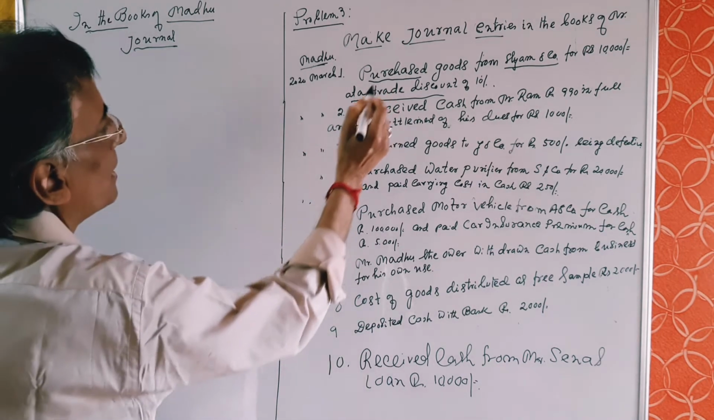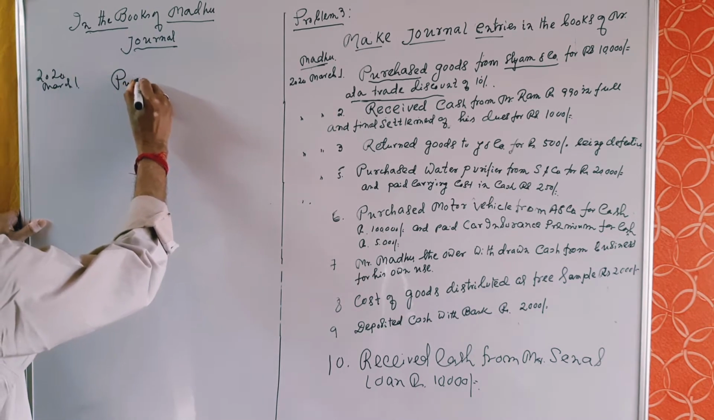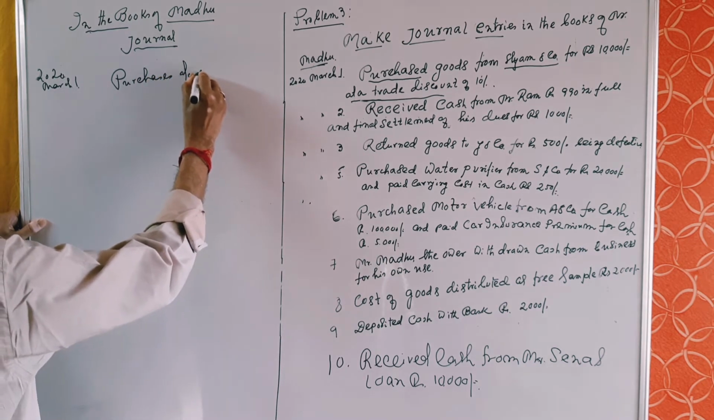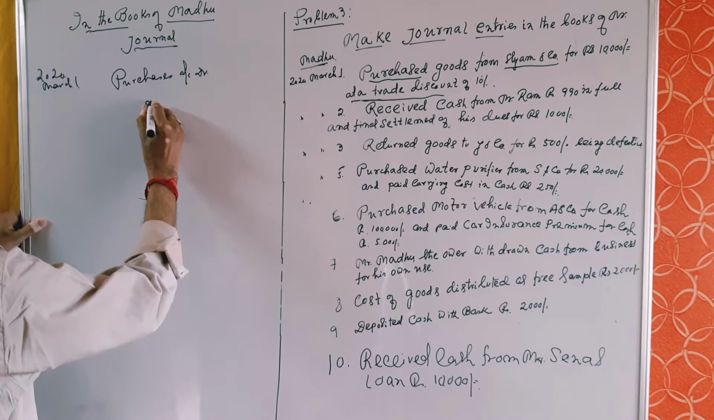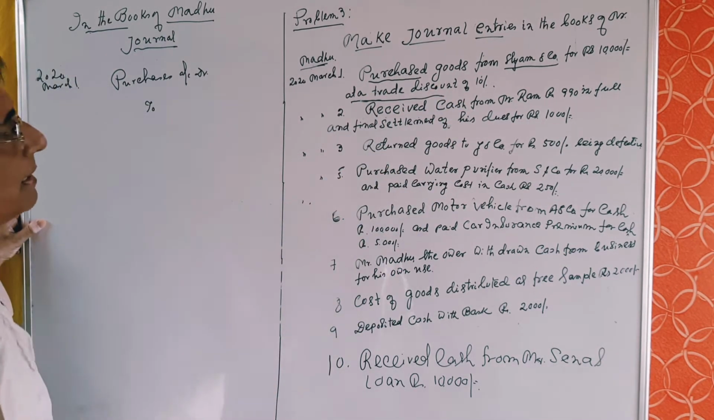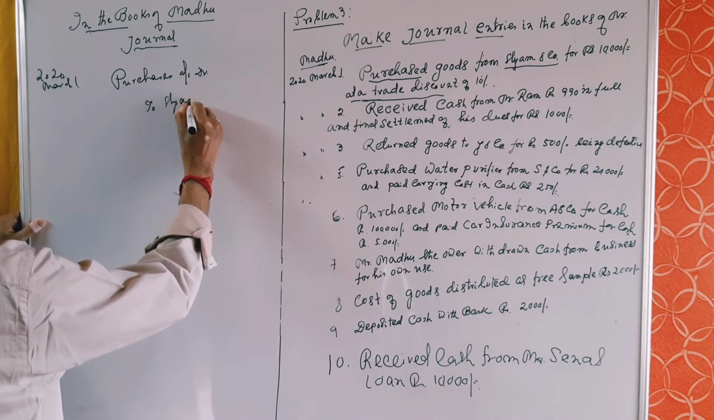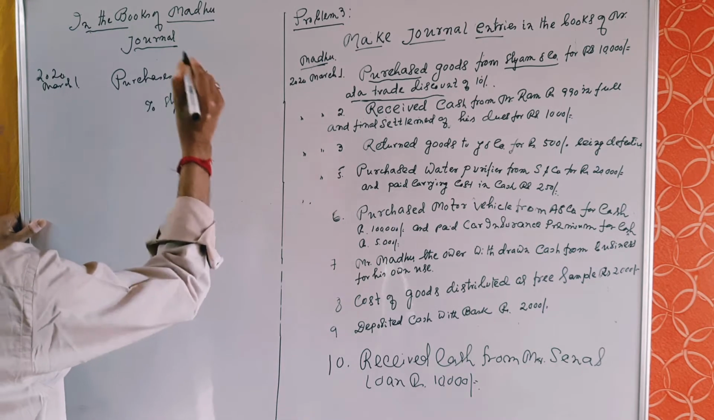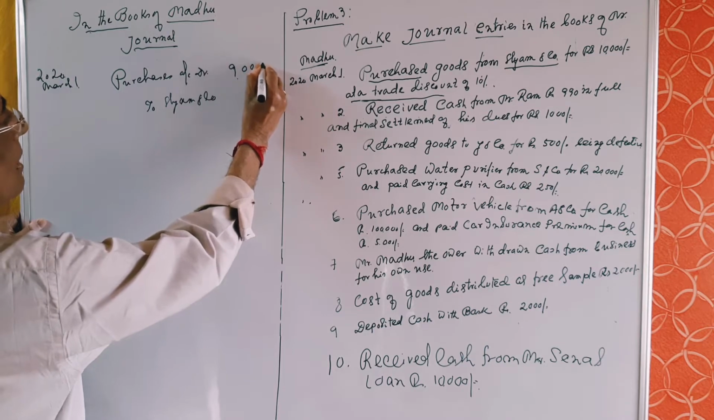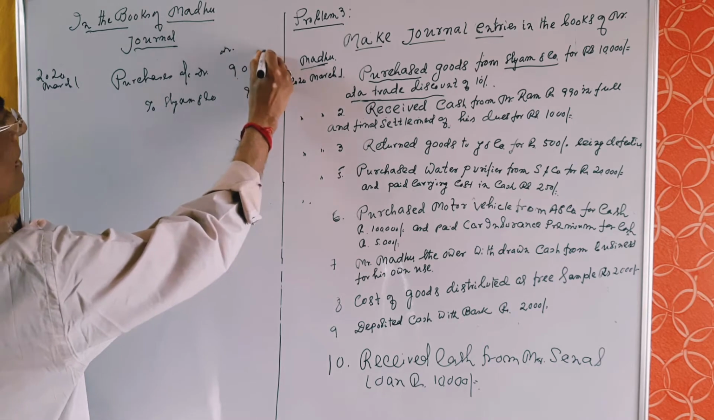What are the two accounts? Purchase account is debit. You know the reason behind this: purchases account is a nominal account, and all expenditure and losses are debited according to the rules of nominal account. And Sham and Company is a personal account. Sham and Company is giving benefit to us, so Sham and Company account is to be credited. Now what will be the value? 9,000. 10,000 minus 1,000, that is 9,000. Debit and credit.